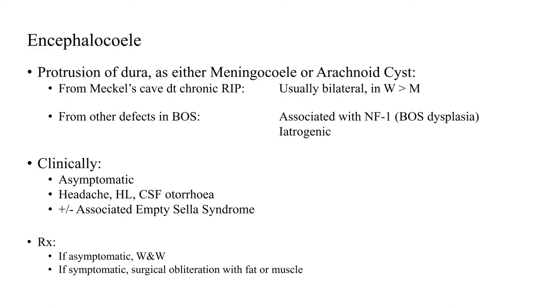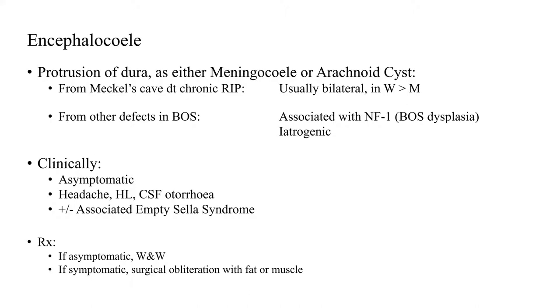Encephaloceles are a protrusion of dura, either as a meningocele or just an arachnoid cyst. There's two broad categories. I think the most commonly seen one is encephaloceles from Meckel's cave occurring due to chronic raised intracranial pressure. And that would usually be bilateral, slightly more common in women than men. But it can also occur from other defects in the basal skull, which would either be associated with neurofibromatosis type 1, where there's an association with basal skull dysplasia, or obviously iatrogenic or traumatic.